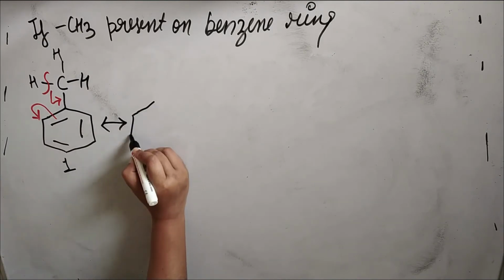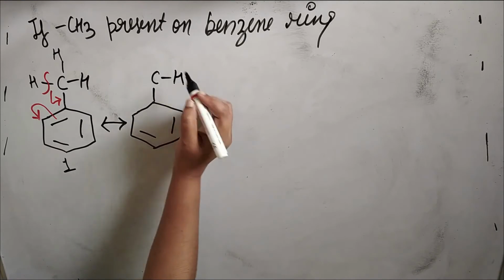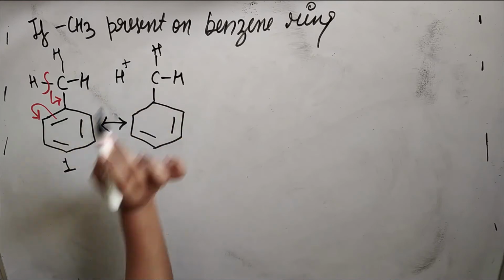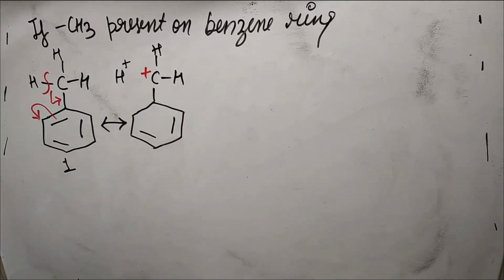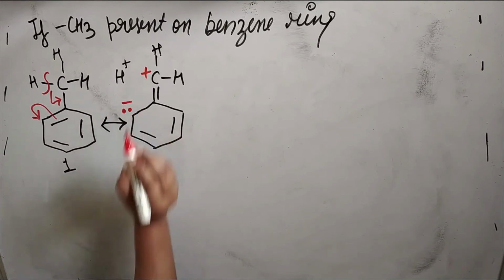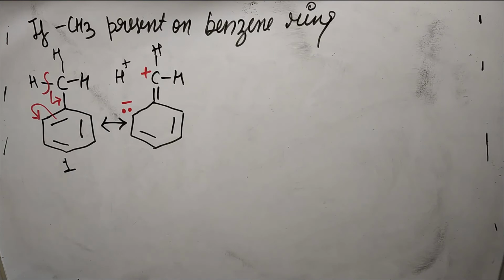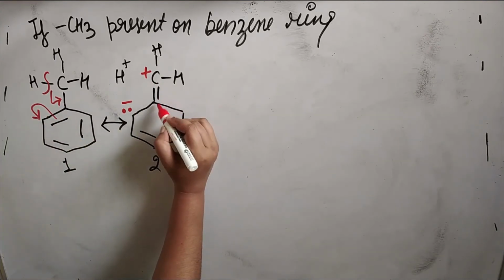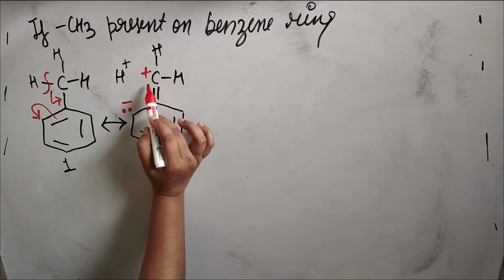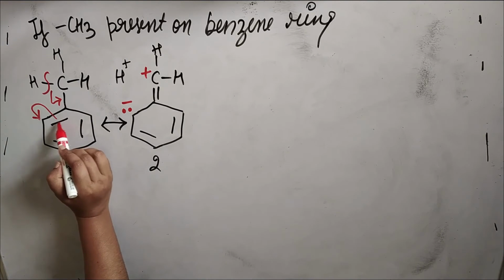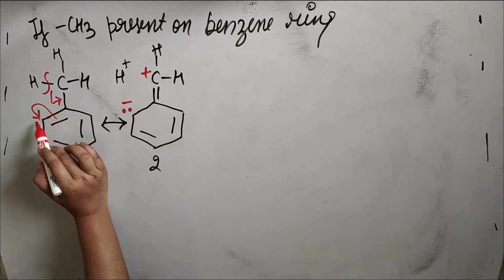Now let's see the second structure. This is hydrogen, and H plus will remain in the reaction, but here a double bond will appear and here a negative charge will appear. So this is our structure 2, where you can see this bond is broken and the electrons are utilized to form a double bond. Here this carbon will acquire a positive charge, and due to the shifting of this bond, the electrons will move here.